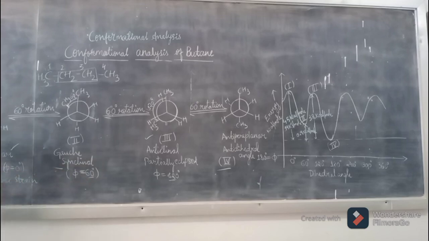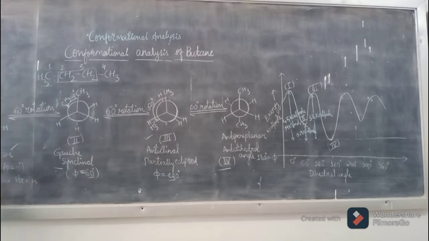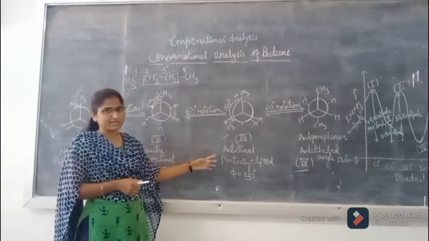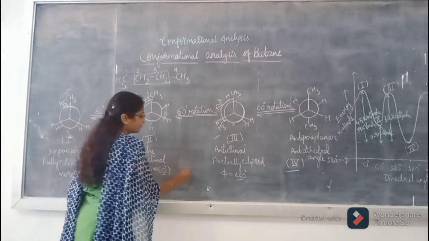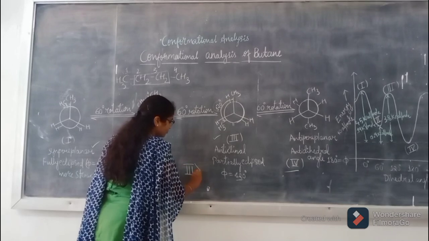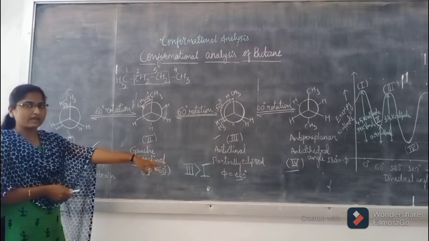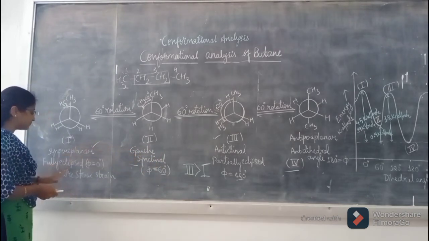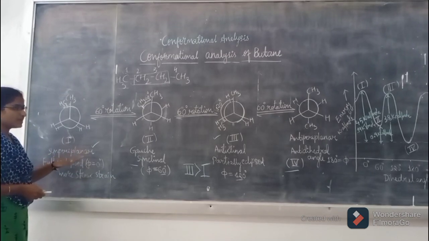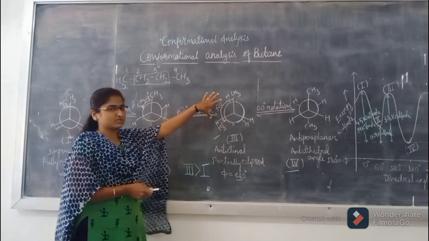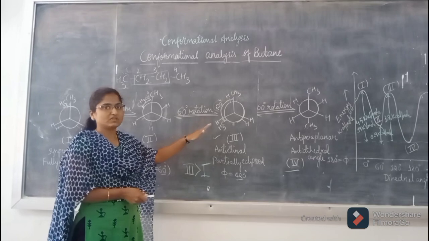See here, the first and third are the eclipsed conformations. One is a fully eclipsed conformation, another one is a partially eclipsed conformation. Out of these two eclipsed conformations, the third conformation is more stable than the first conformation. The third conformation with the dihedral angle 120 degrees is more stable than the first conformation with the dihedral angle 0 degrees. Why? Because the two methyl groups lie far away from each other in the third conformation, so you observe less steric strain.